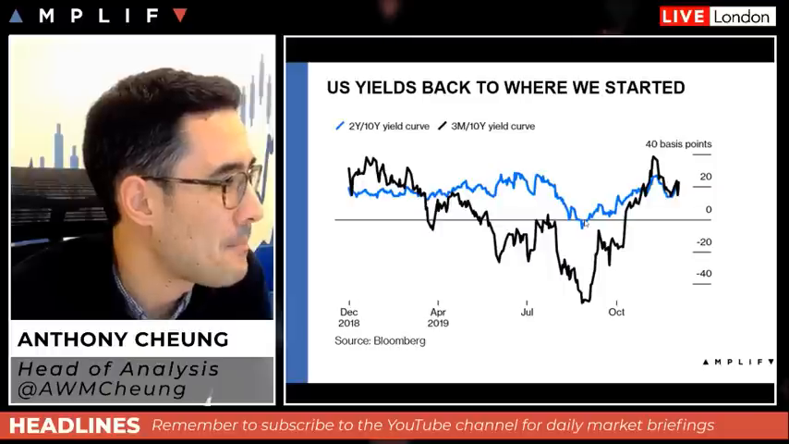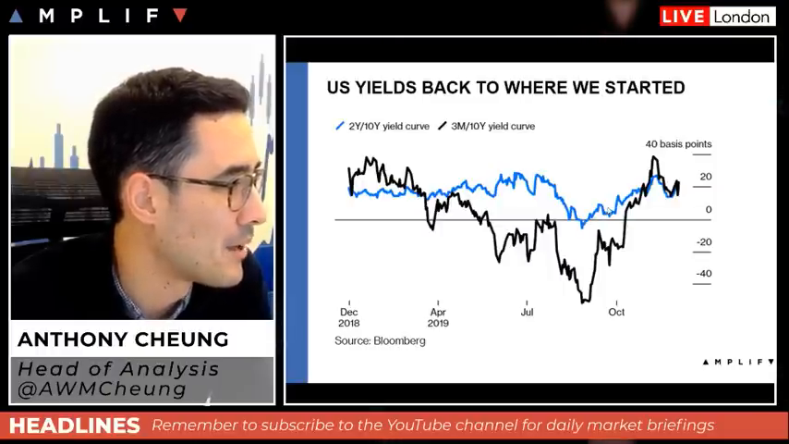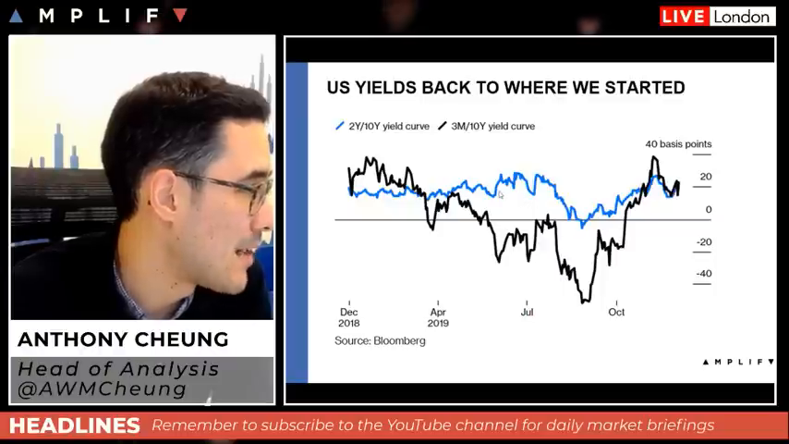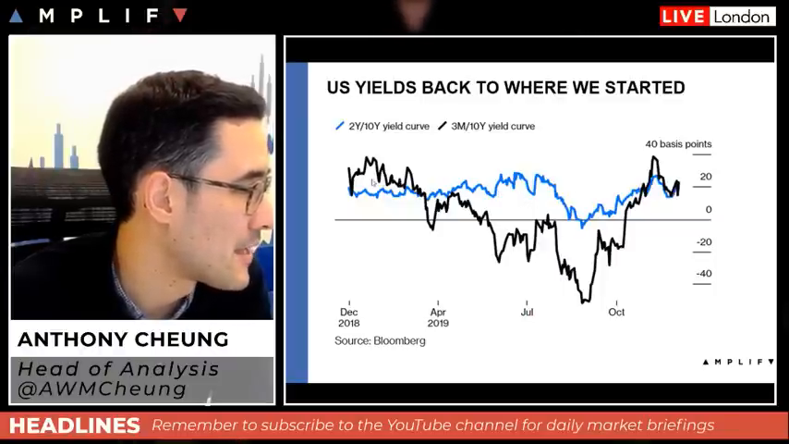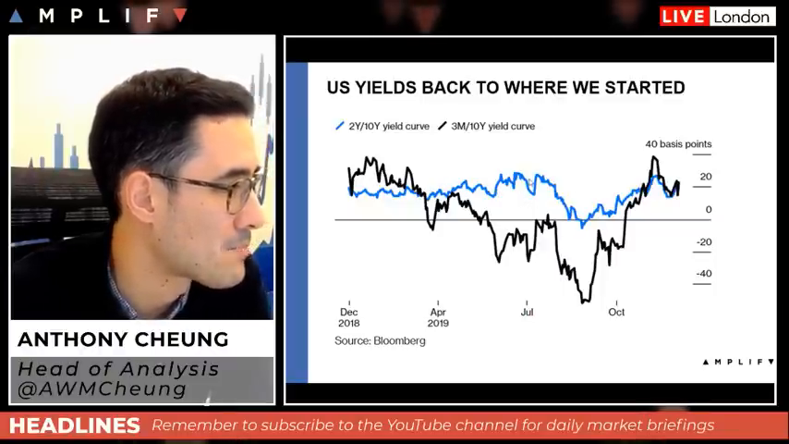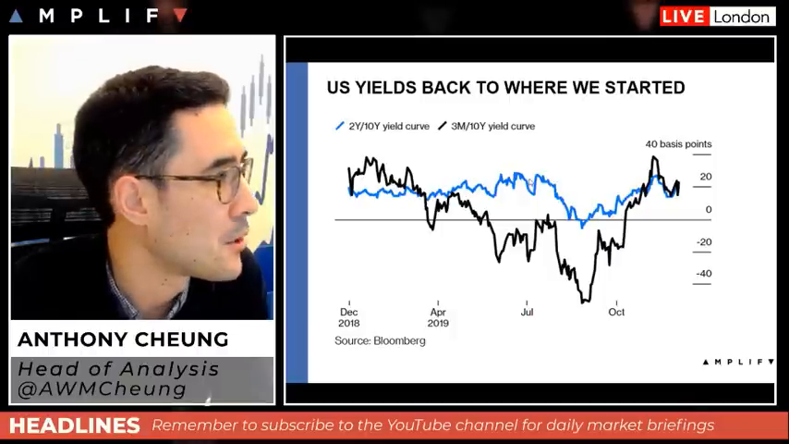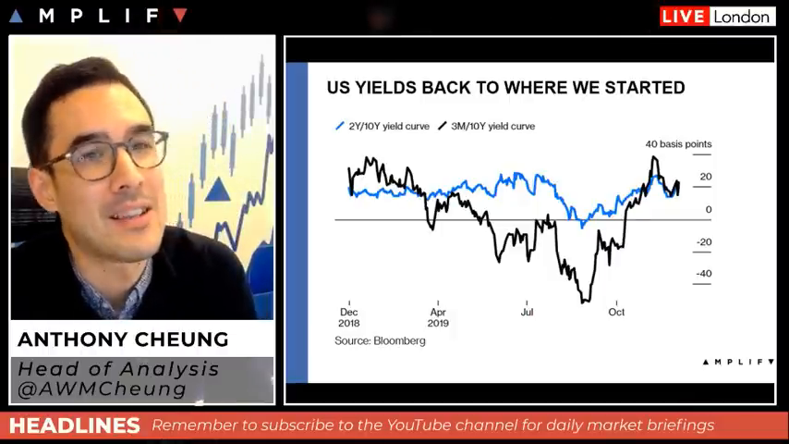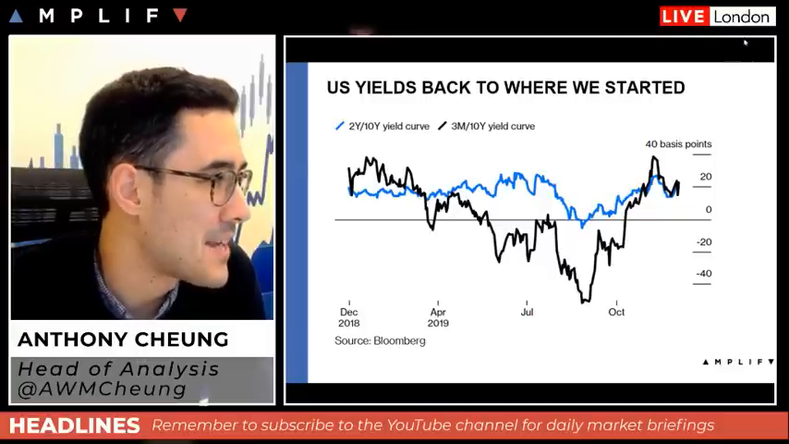And ever since that point, if you actually look at where that blue line is now, we are basically all the way back to where we were at a fairly stable level for the entirety of 2018 and for the best part of the first half of this year. So the panic over that inversion phase has faded somewhat.